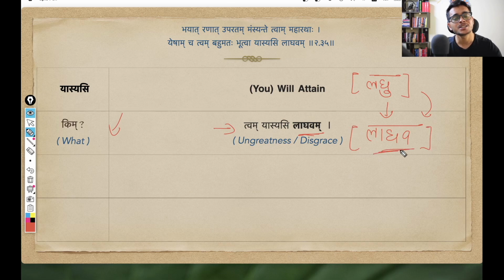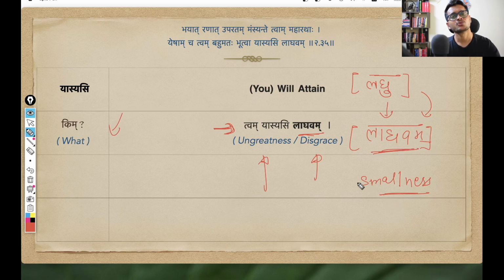And this laghava is just the bhava of being short, the bhava of being small. That is smallness. And with regards to a warrior, what is this smallness? This smallness is the ungreatness. Because in the previous shloka we spoke about akirti. So this is exactly that, akirti, the ungreatness, agaurav, the opposite of gaurav. So Krishna is saying that you, Arjuna, will attain to this ungreatness, this disgrace, this smallness. The Pratipadika laghava, this is laghavam.